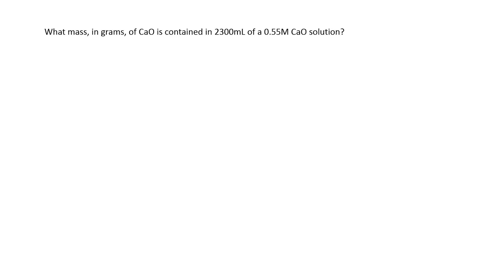Okay, so we're back with what will be our last practice problem. Again, if we read this question, it says: what mass in grams of calcium oxide is contained in 2,300 milliliters of a 0.55 molar calcium oxide solution? I said in the last video that if I see this capital M, then I know it's a molarity question. As soon as I know it's a molarity question, I'm going to want to think about this formula because I'm going to need it in order to solve whatever math is being asked of me.